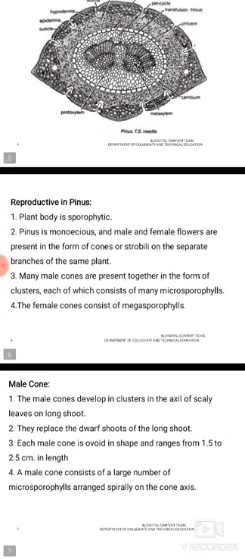Coming to reproduction. The plant body in case of Pinus is sporophytic and Pinus is monoecious, that is, the male and the female flowers are present in the form of cones or strobili on separate branches of the same plant. Many male cones are present together in the form of clusters, each of which consists of many microsporophylls. The female cones consist of megasporophylls.